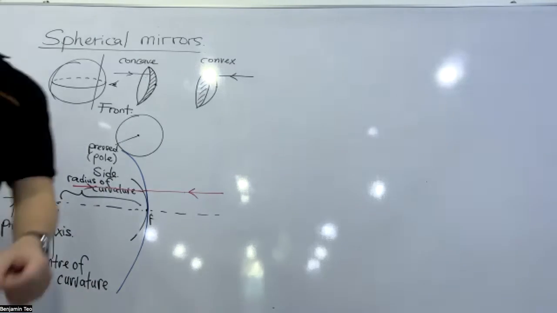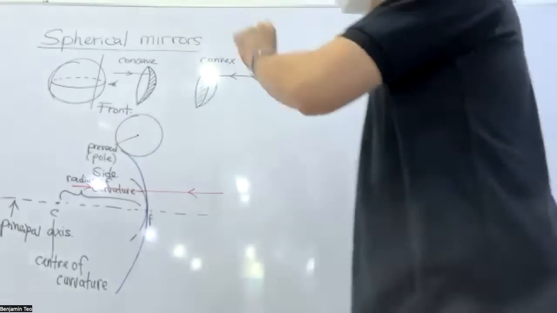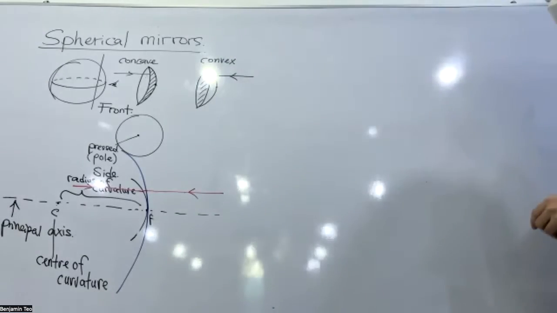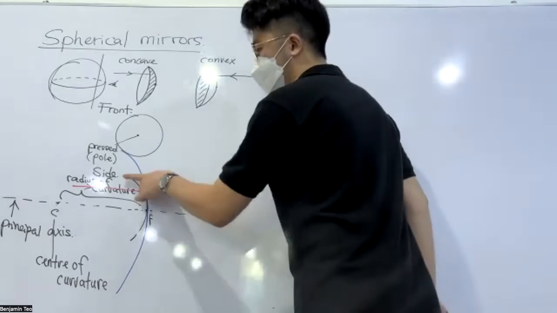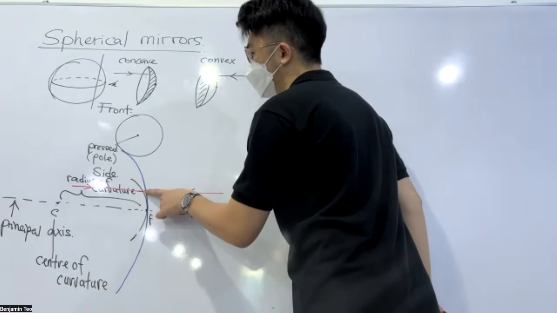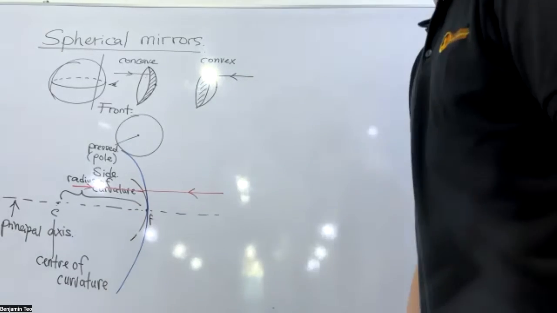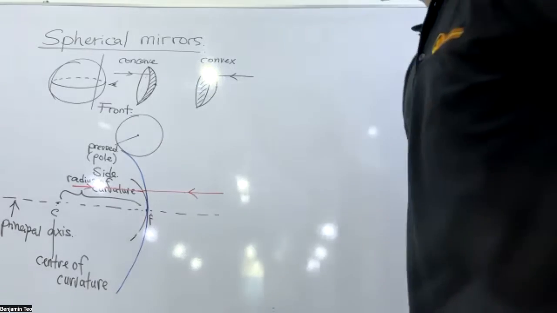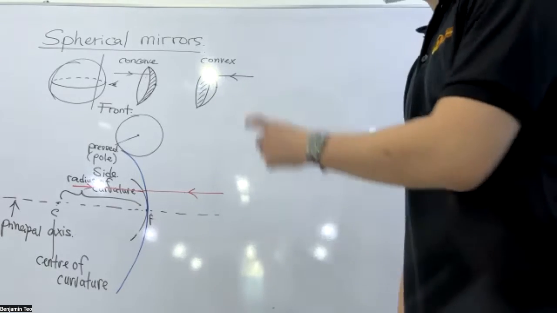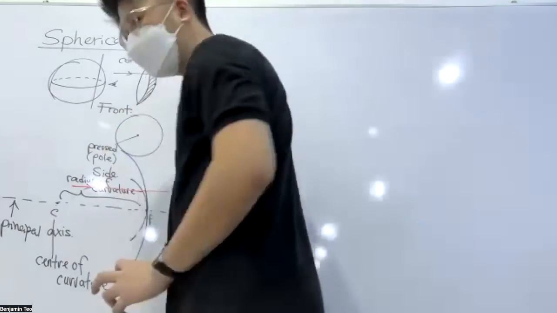So you have to see where your light is. How do you know it's convex or concave? You see where the light is from in the question. If the light from the question is striking the outside, then it is convex. Okay, so those are some terms that you need to know.